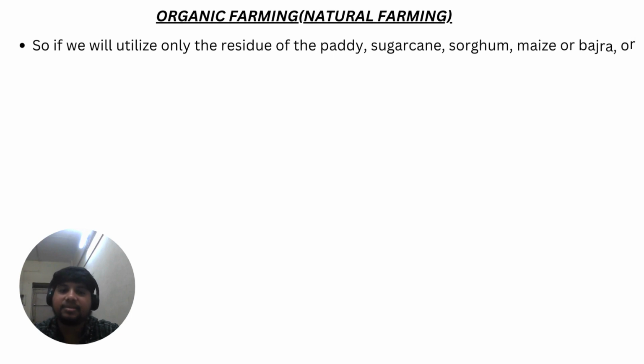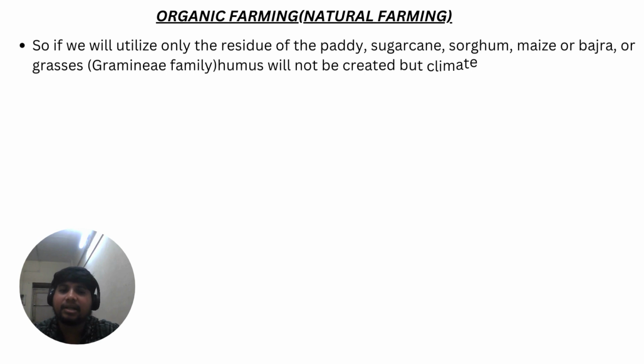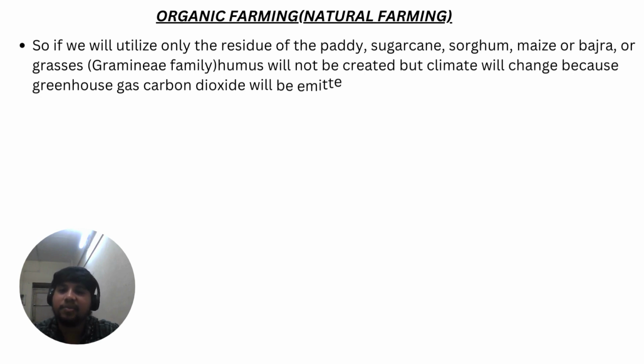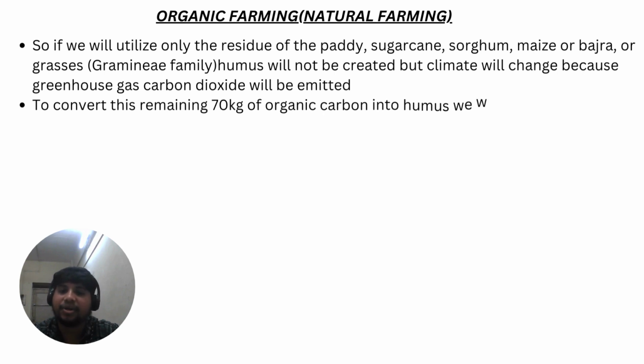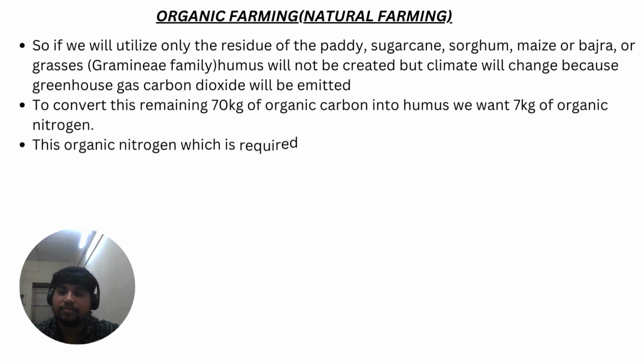So, if we utilize only the residues of paddy, sugarcane, sorghum, maize, bajra or grasses, humus will not be created. But the climate will change because the greenhouse gas carbon dioxide will be emitted. To convert this remaining 70 kg of organic carbon into humus, we need 7 kg of organic nitrogen.